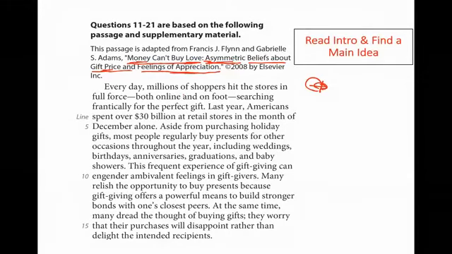So we've already picked up on a lot of themes and main ideas here in this passage, something about giving gifts, buying gifts, the price of the gift, and feelings of appreciation. Now, I'll find out more as I read the passage, but this is a great starting point. I now at least have a fairly good idea of what I'm going to be reading about.